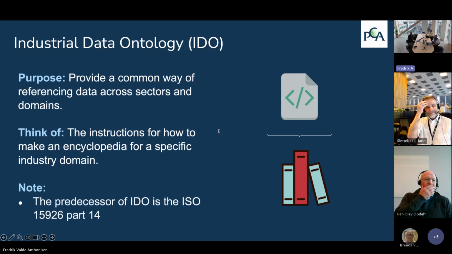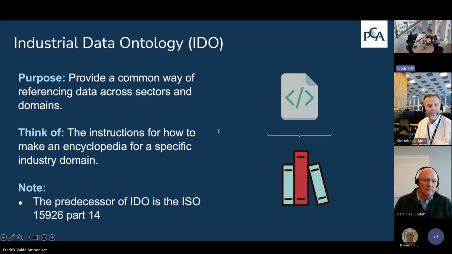If you look at it from more of an ontology perspective, people refer to this as an upper ontology. One way to think of IDO in layman's terms is to think of it kind of like instructions for how to make an encyclopedia for a specific industry domain. So for example, ISO 15926 part 4 was an encyclopedia. IDO is the instructions for how to make an encyclopedia.